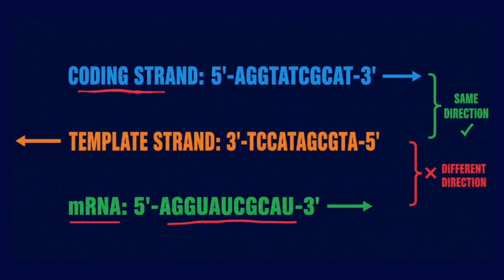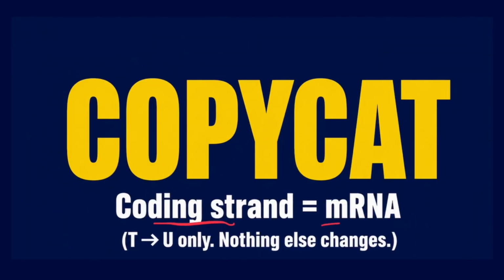Instead of memorizing multiple rules, remember just one idea. Coding strand is the copycat of mRNA. So if coding strand is given, no need to take complement. Just replace the T with U.